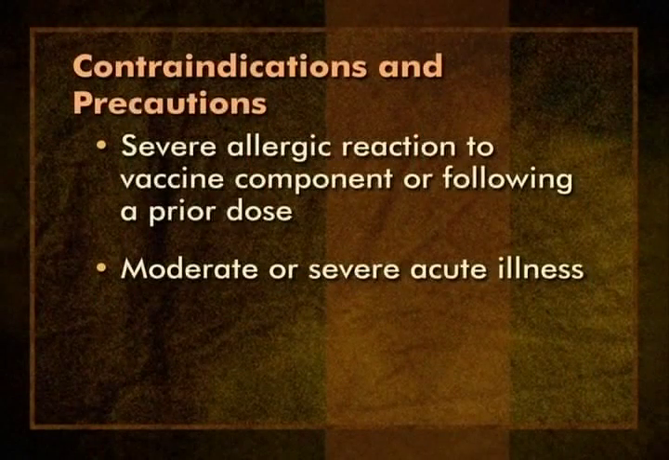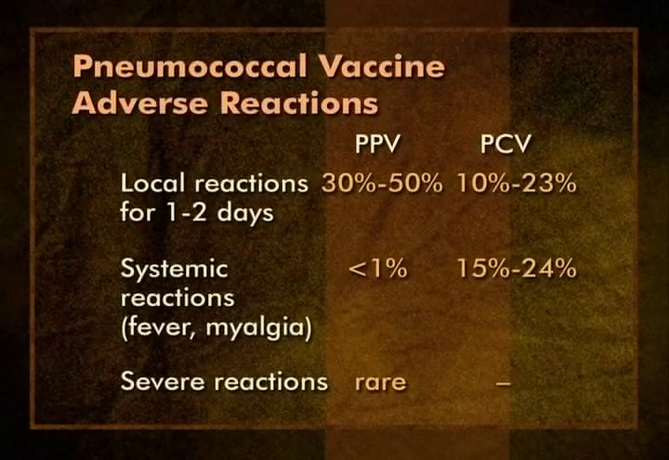Contraindications and precautions for pneumococcal conjugate vaccine are the same for both pneumococcal polysaccharide and pneumococcal conjugate vaccines. A history of a severe allergic reaction to a vaccine component or following a prior dose is a contraindication to vaccination. Moderate or severe acute illness is a precaution, and vaccination should be delayed until the acute illness improves. Adverse reactions following pneumococcal vaccines are similar to other inactivated vaccines. Local reactions, such as pain and redness, are reported in 30% to 50% of recipients of PPV.